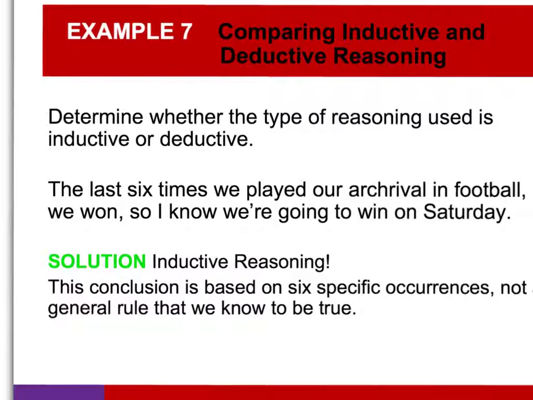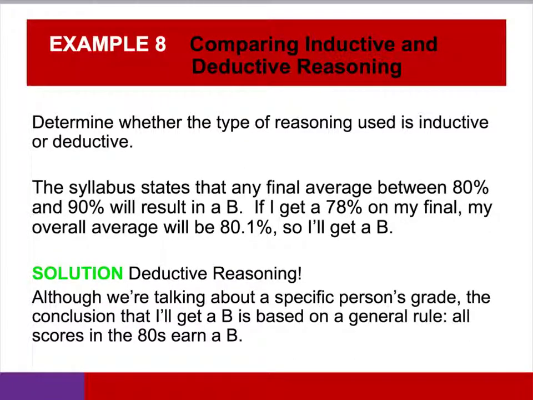It's inductive reasoning because based on the last 6 times, we can conclude that. There's no rule that says every single time we play, we beat our arch rival. So it's a pattern. The last 6 times we won, so we went win, win, win, win, win. We can assume the next one's going to be a win. We're following a pattern. There's no rule. Deductive reasoning is rules.